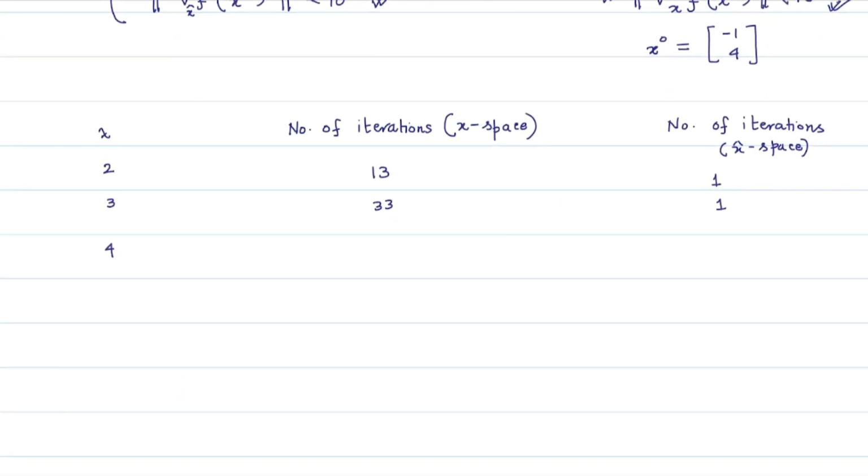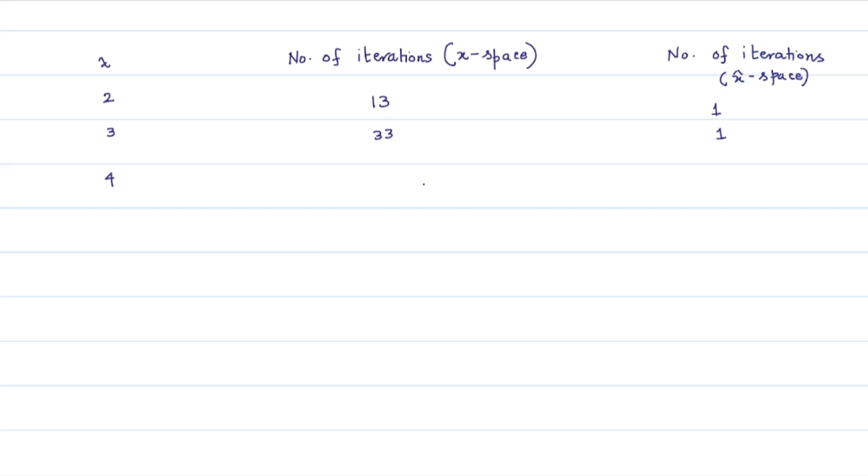For lambda is equal to 4, you will require 29 iterations, but in x hat space you require just only one. For lambda is equal to 5, the number of iterations required in the x space is 29, in x hat space 1. But if you choose lambda equals 0.2, the condition is very terrible, that even after 2500 iterations, the method will not stop in the x space, but in the x hat space you will require just one iteration. Let me give some more values of lambda.